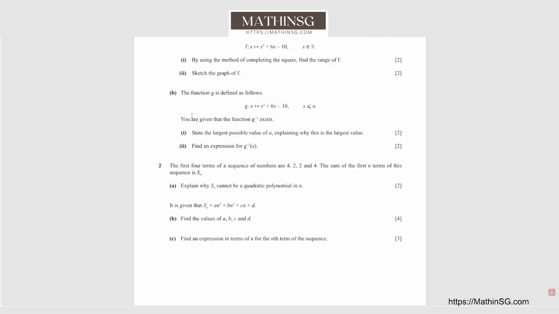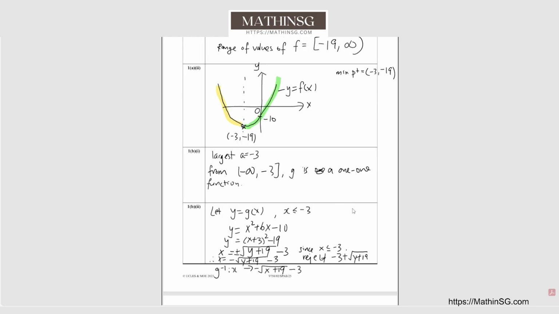Before I end this off, they want an expression, right? Because in this expression, they gave us the domain of g. So when you write an expression for g inverse x, you must also give the domain. And we know that the domain of g inverse is equals to the range of g. Since g is this yellow portion of the curve, the range of g is from negative 19 all the way to infinity. So therefore, the domain of g inverse is x greater than or equals to negative 19.